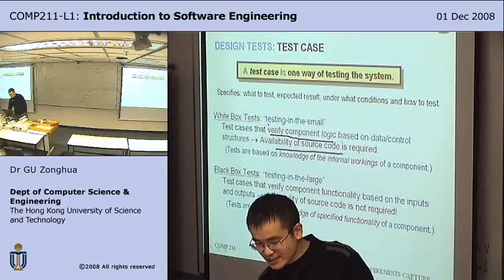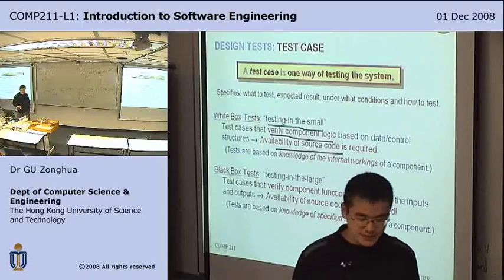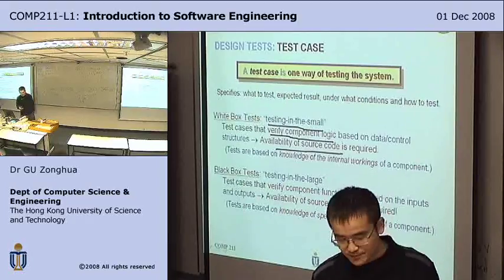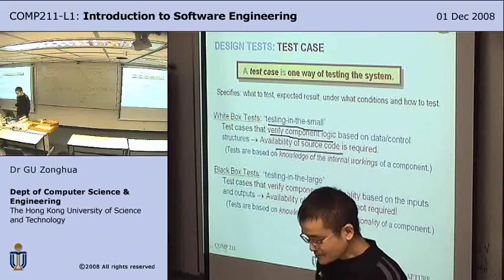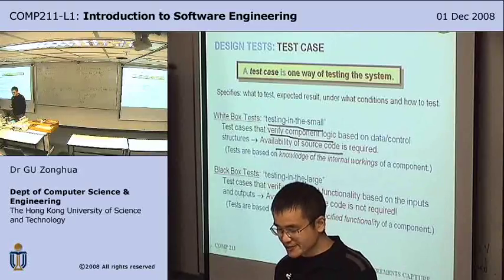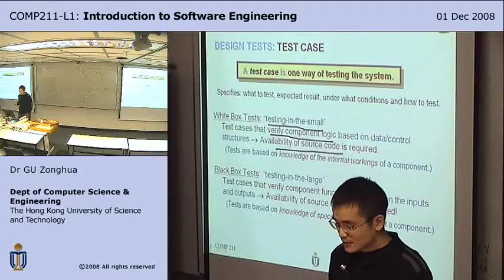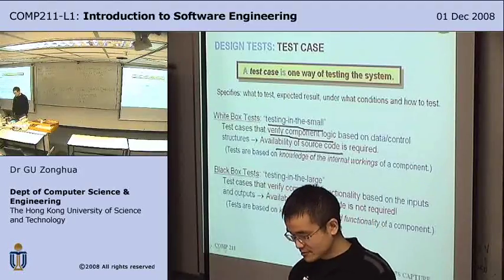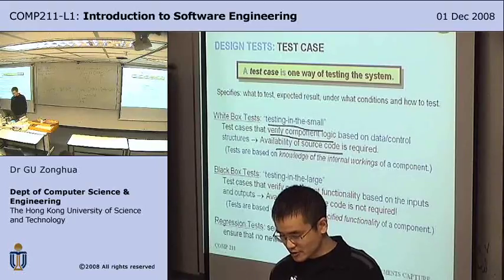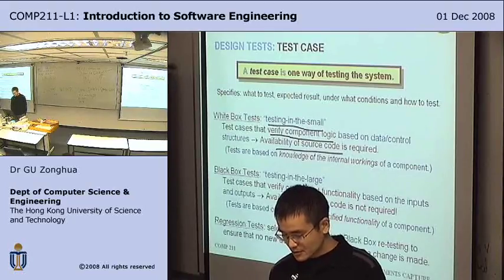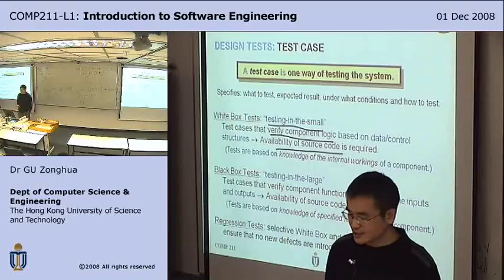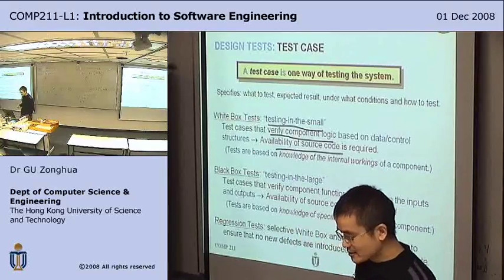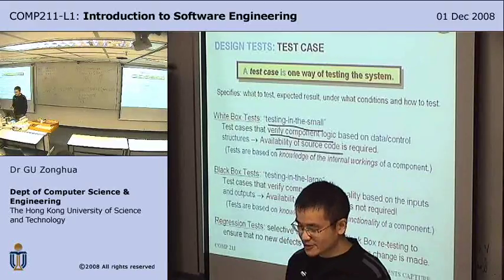White box tests are tested in the small because they are usually used for unit testing and for small-scale module testing. Black box tests are used for system-level testing and testing larger subsystems. Regression tests are selective white box and black box retesting to ensure that the old functionality still works.